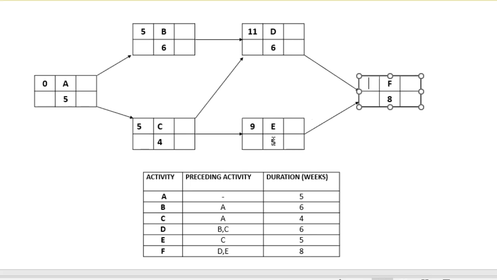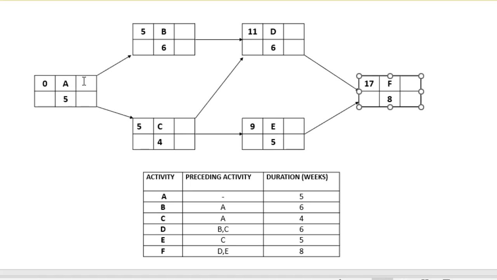That is 14. And so even though E will take 14 weeks to finish, F still cannot start. Why? Because D is going to take 17 weeks to finish. So that's the earliest start time. Now remember, this here means the earliest start time for the activity.